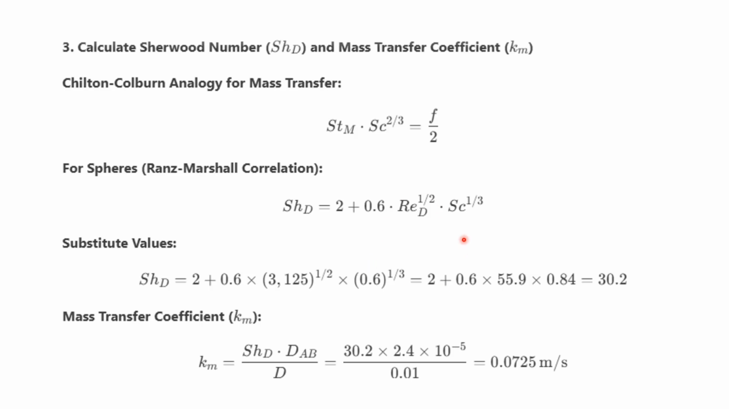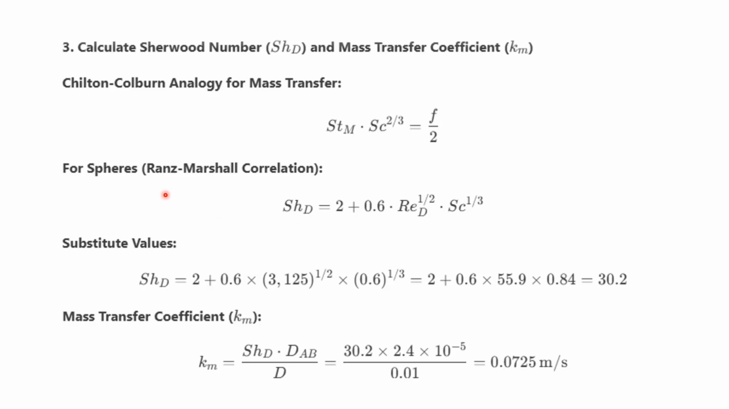Let's move further. In part C, that is the third part, we need to calculate Sherwood number and mass transfer coefficient, that is Km. Similarly, as we used the Chilton-Colburn analogy for heat transfer, here also we will use the Chilton-Colburn analogy, but this will be for mass transfer. Just a few changes in dimensionless numbers, or else the formula remains the same. The formula goes as Stanton number for mass transfer multiplied by Schmidt number to the power 2 by 3 equals f by 2, where f is the previous friction factor.